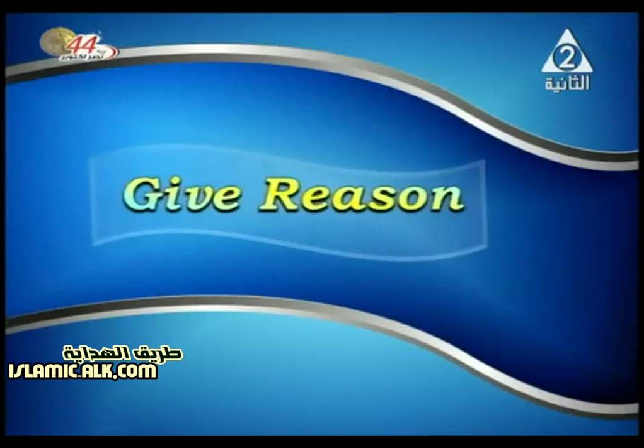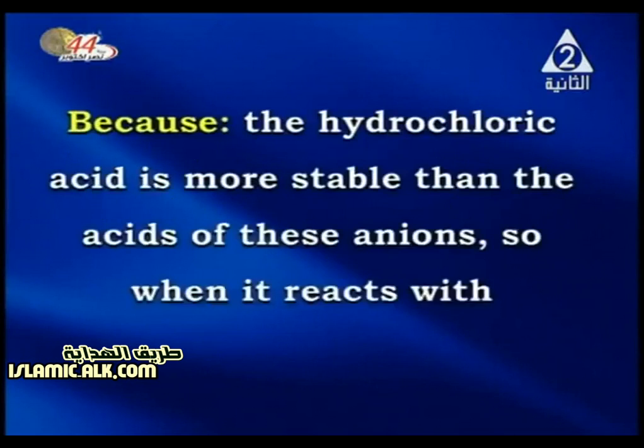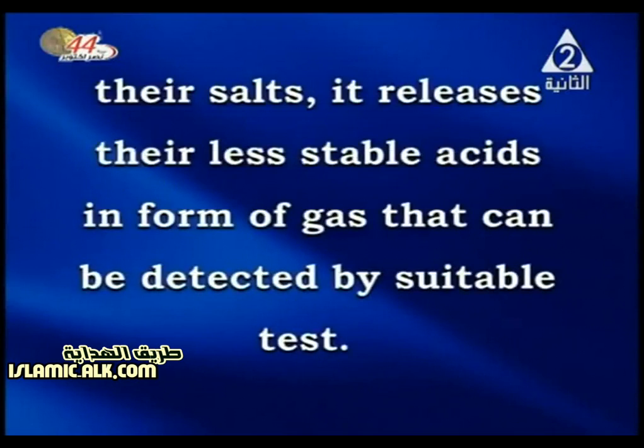So we have to give reason in this point. The hydrochloric acid is used to detect the above anions. The reason for that is because the hydrochloric acid is more stable than the acids of these anions. So when it reacts with their salts, it releases their less stable acids in the form of gas that can be detected by suitable test.